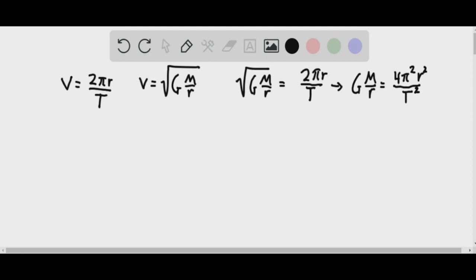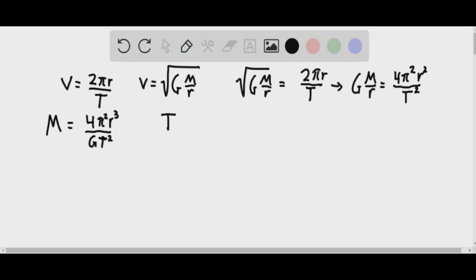The next thing we want to do, in order to get mass on its own on the left-hand side of the equation, is multiply both sides by r over g. So our mass will be equal to 4 times pi squared times r cubed over g times t squared. This is the formula that we'll use to find Earth's mass.